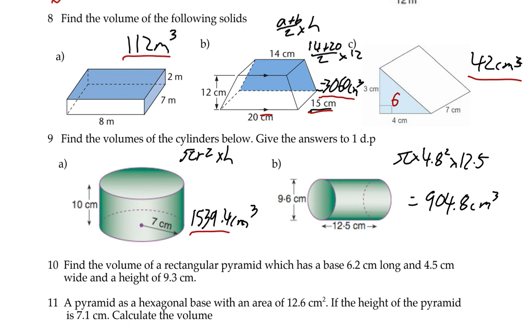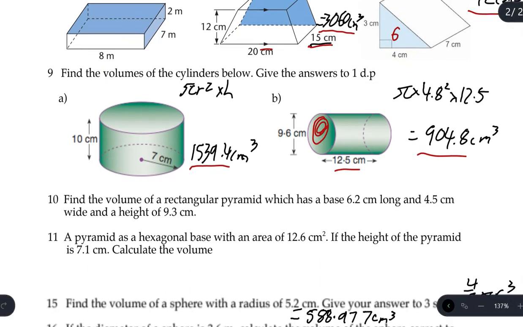And similarly for the next one, it's going to be pi times, this is a diameter, so I need half that for the radius. Pi times 4.8 squared gives me the area of the face. Multiply that by my 12.5, get 904.8 centimeters cubed.